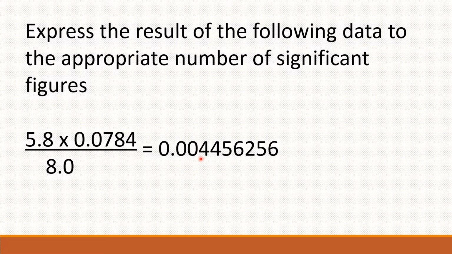Here the zeros to the left of a non-zero digit are non-significant. So these 3 zeros are non-significant. The remaining are 4, 4, 5, 6, 2, 5, 6. 1, 2, 3, 4, 5, 6, 7. So here are 7 significant figures for this result.